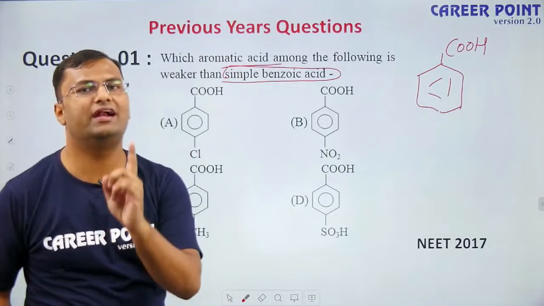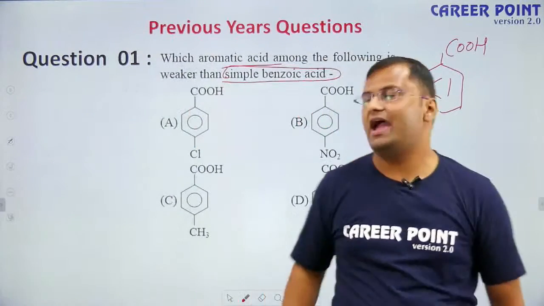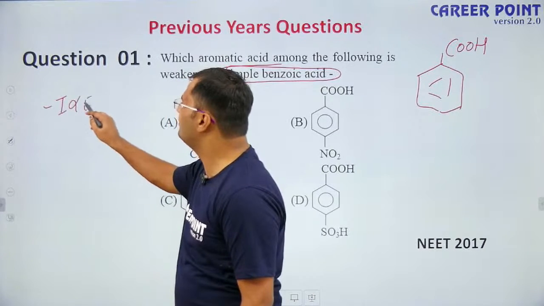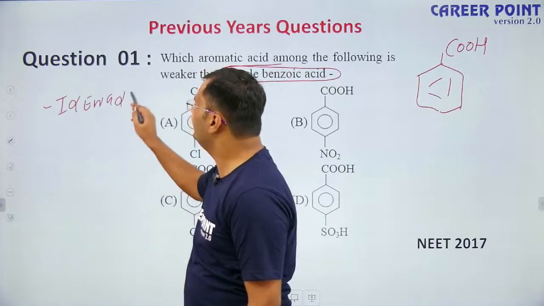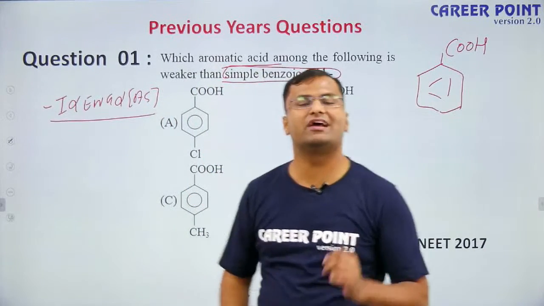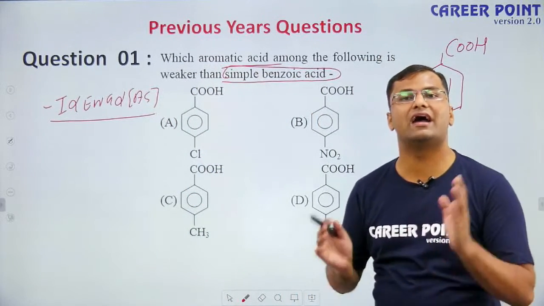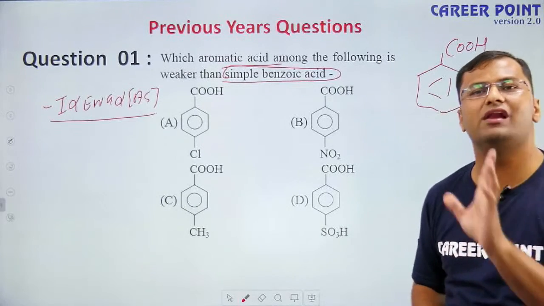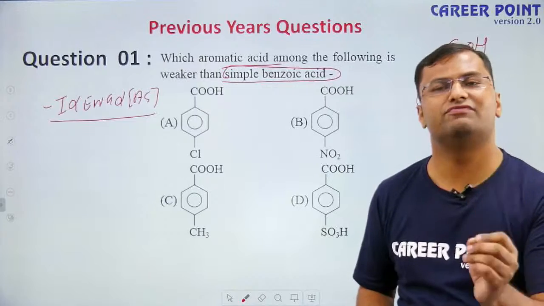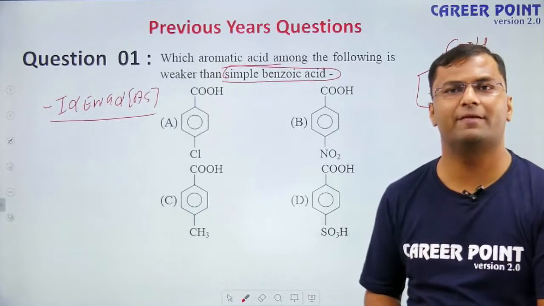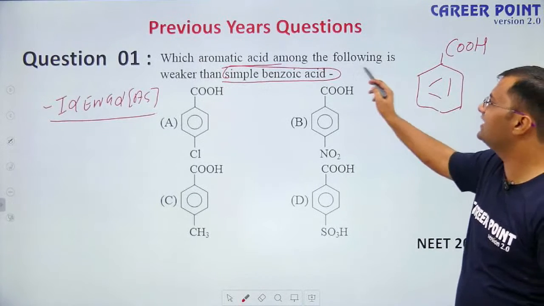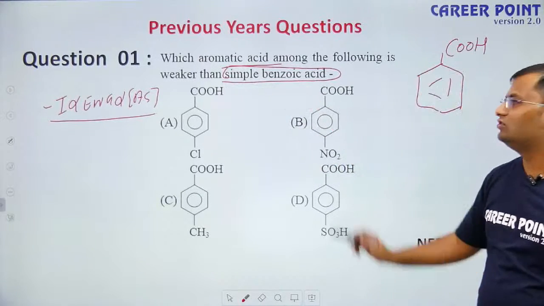Clear? So we already remember one point, that any minus I effect or electron withdrawing group increases the acidic strength of a compound. Any electron withdrawing group increases the acidity of a compound. So we only have to find the minus I effect series. From the minus I effect series, which one is the electron withdrawing group? Now, can we say which is weaker than this simple benzoic acid? Okay, so can we start?